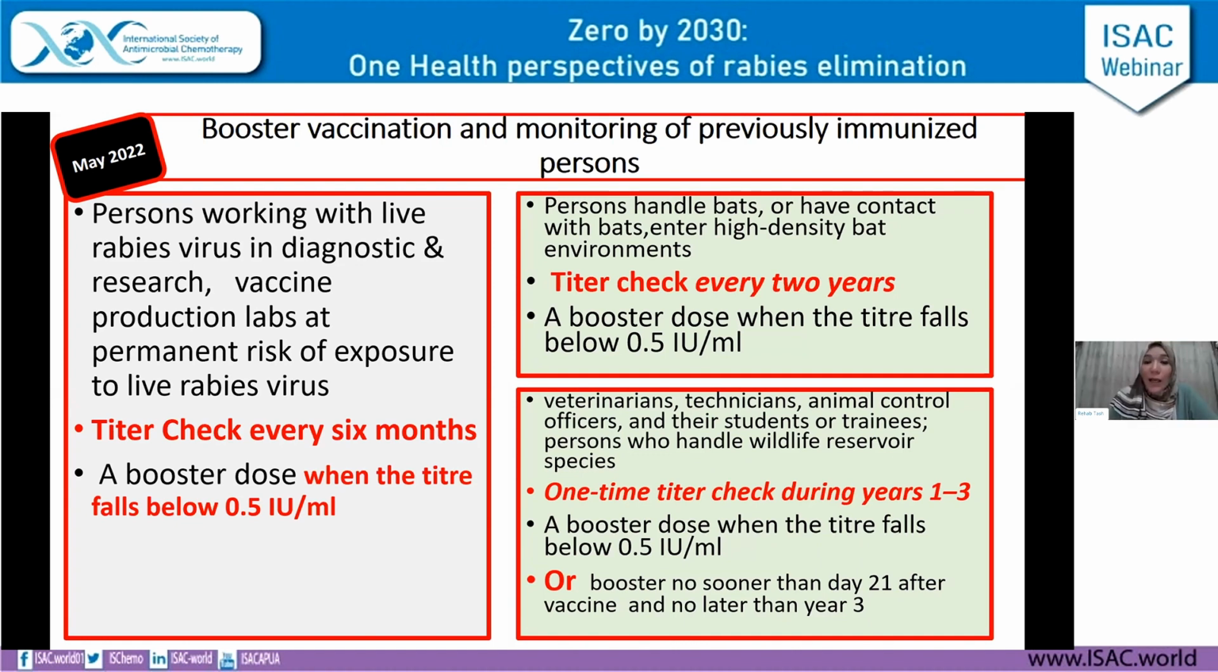Yes, doctor. Okay. For veterinarians, technicians, animal control officers, their students or trainees, and persons handling wildlife reservoirs: one-time titer check during years 1 to 3, according to the local health authority, and give a booster dose accordingly. Or you can just give a booster dose for those personnel every 3 years, and not sooner than day 21, for better memory cell and immune response. This is the booster dose for vaccination.